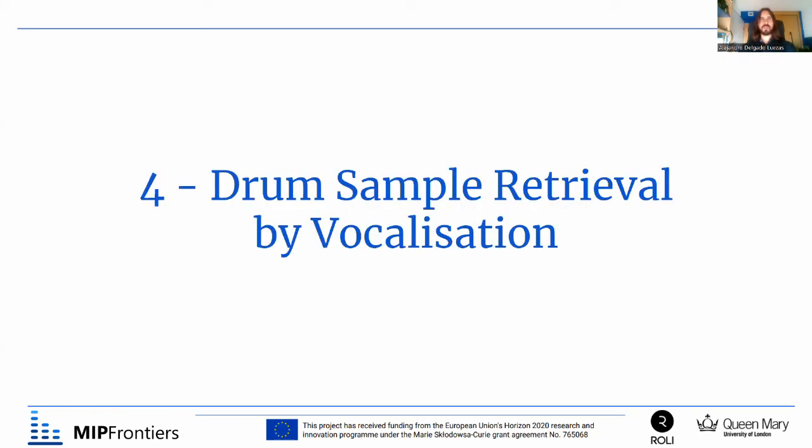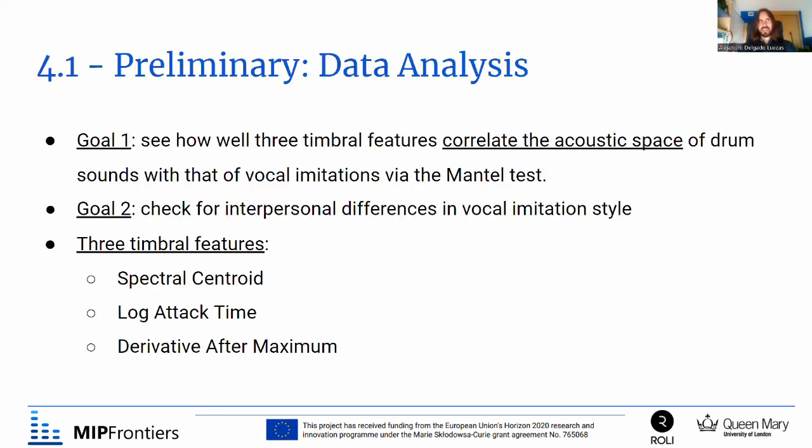And finally, we get to drum sample retrieval by vocal imitation, which is about retrieving drum samples that are similar sounding to that vocal imitation, so that we could retrieve drum samples from large databases of drum samples just using our voice, to get similar sounding drum samples. Firstly, we conducted a preliminary data analysis. The data set was 30 drum sounds and 30 vocal imitations performed by 14 imitators.